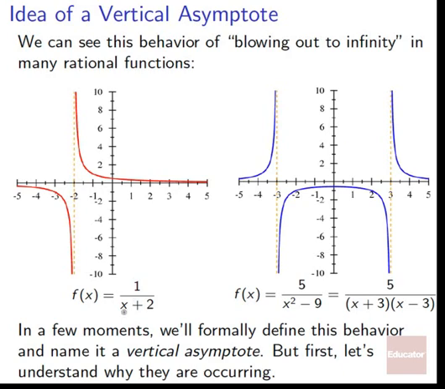If we look at 1 over x plus 2, we get it blowing out to infinity at negative 2. Notice that when we plug in negative 2 into the denominator, we'd have a 0 showing up. So we see this behavior near zeros. If we look at 5 divided by x squared minus 9, we see it at negative 3 and positive 3. So we have these places where it blows out to infinity. In a few moments, we'll formally define this behavior and we'll name it a vertical asymptote. But first, let's understand why this strange behavior is occurring.